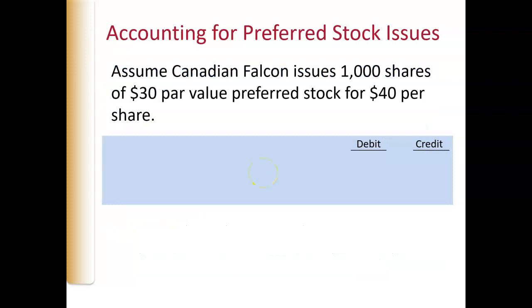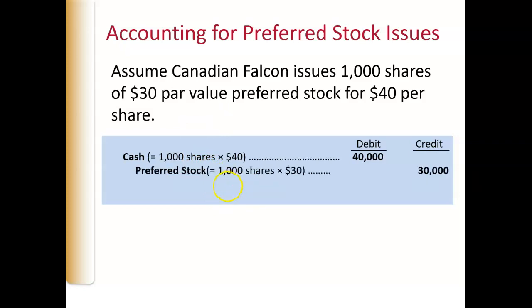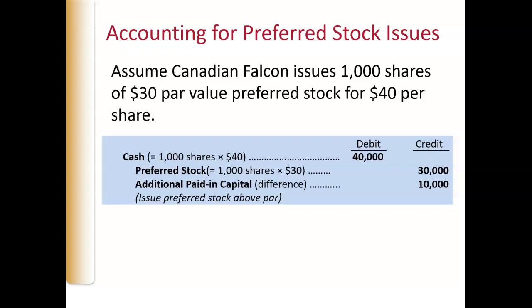So for preferred stock, let's just say Canadian Falcon issues 1,000 shares of $30 par value preferred stock for $40 per share. So again, we're going to take for cash 1,000 shares at $40. It's $40,000. We credit the preferred stock 1,000 shares times the par value, $30,000. And then that additional amount above and beyond the par value, we credit to additional paid-in capital.